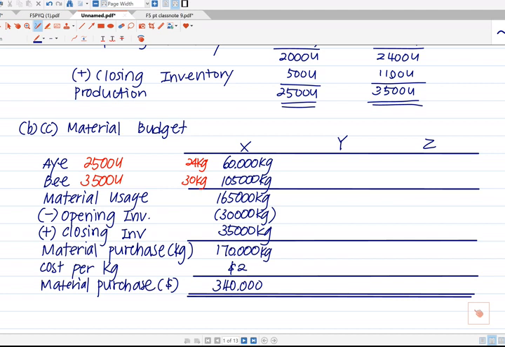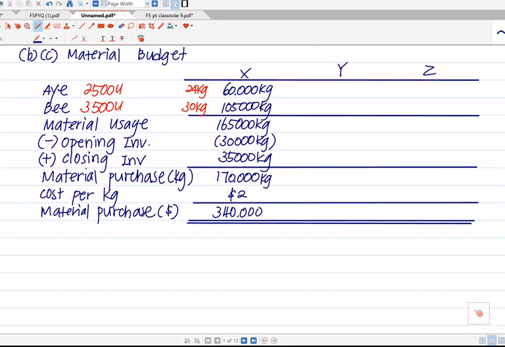So can you try for material Y and Z? So what do you have for Y? For material Y, how many kilograms for A? 10 kilograms and 8 kilograms. So what do we have for this? We produce 2,500 for 10, 25,000 and 20, total.